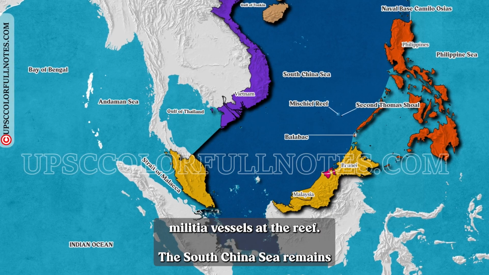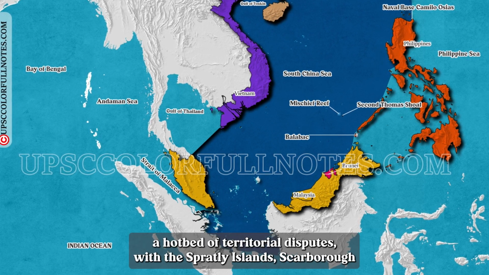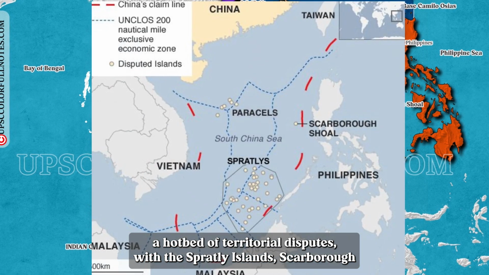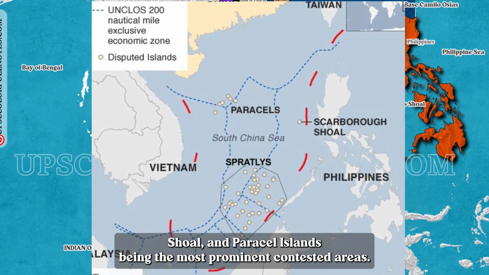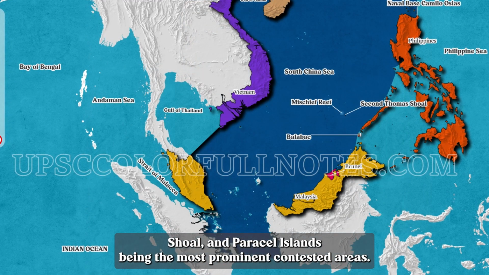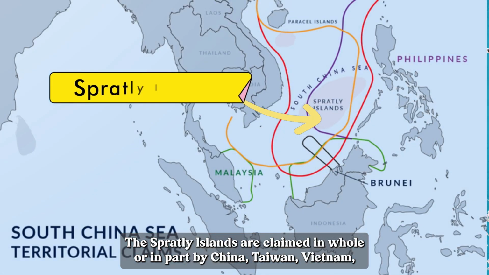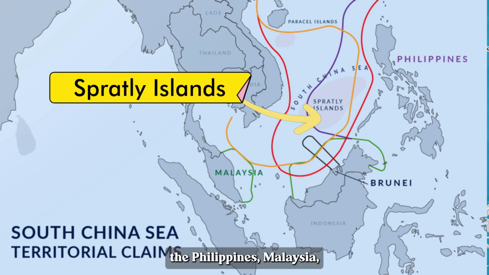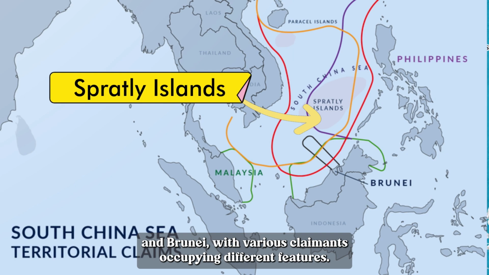The South China Sea remains a hotbed of territorial disputes, with the Spratly Islands, Scarborough Shoal, and Paracel Islands being the most prominent contested areas. The Spratly Islands are claimed in whole or in part by China, Taiwan, Vietnam, the Philippines, Malaysia, and Brunei, with various claimants occupying different features.